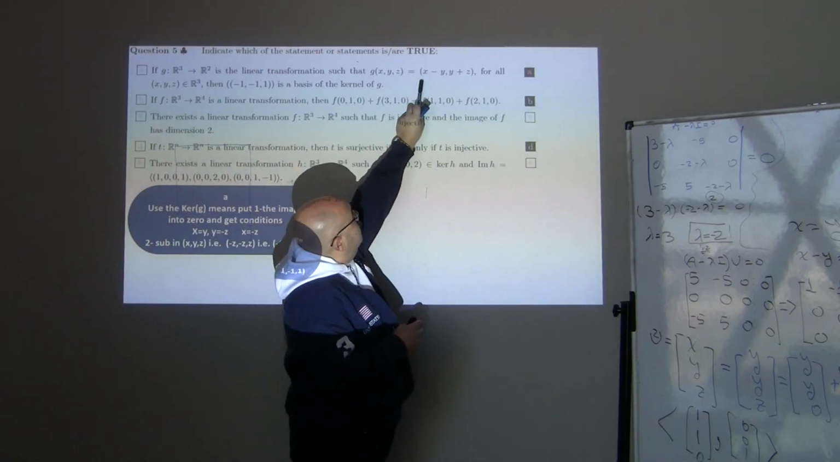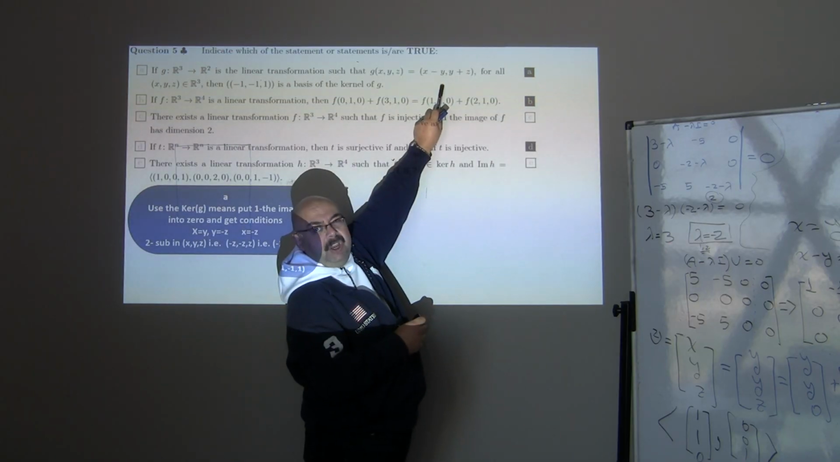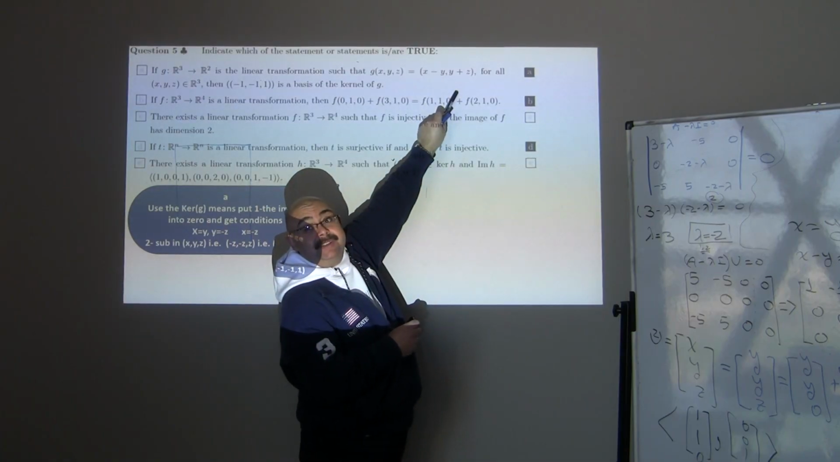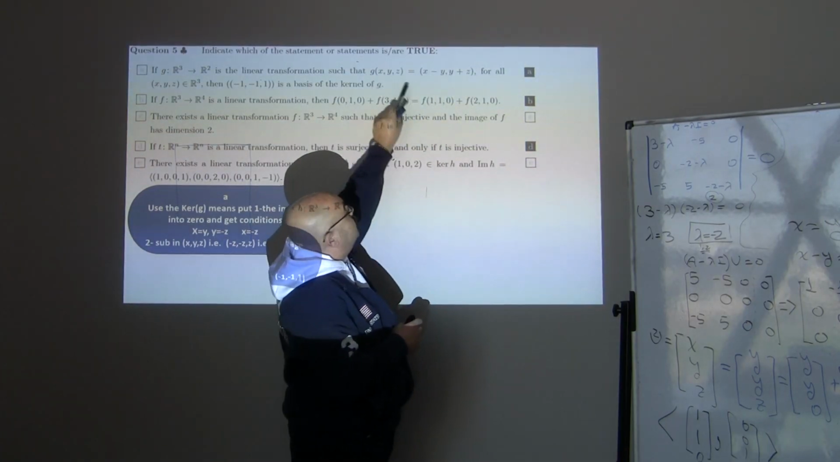Can you see the image? X minus Y, Y plus Z, put it equal to 0. So it will give you X equal Y and Y equal -Z. Take these conditions and substitute in X, Y, Z.